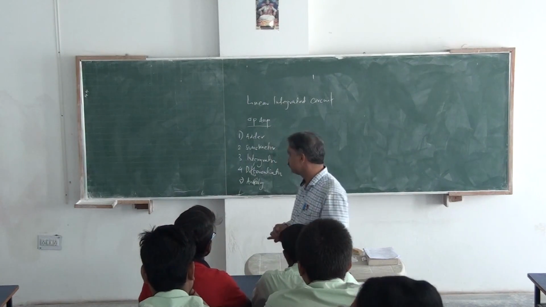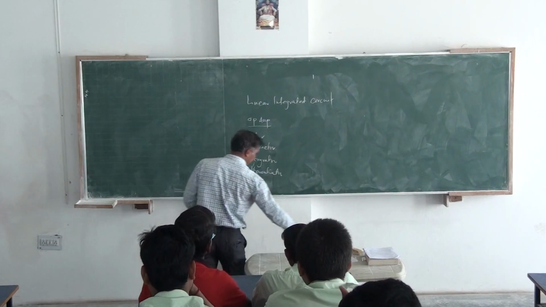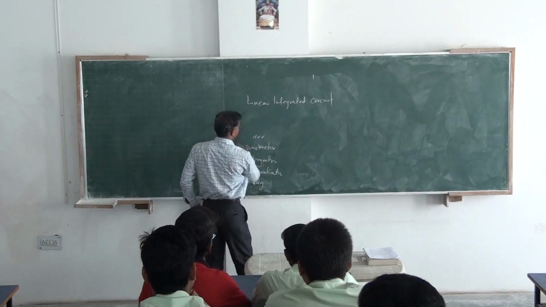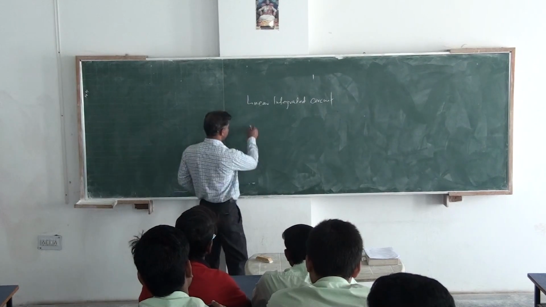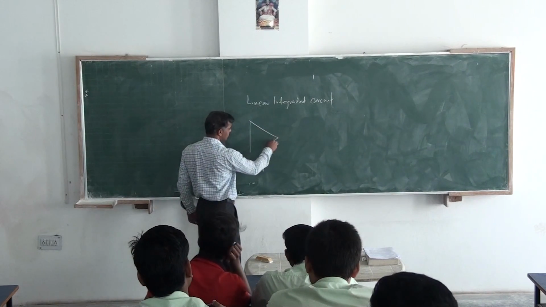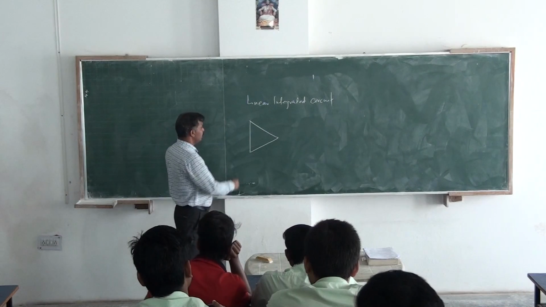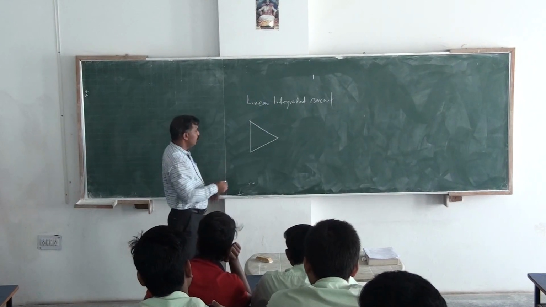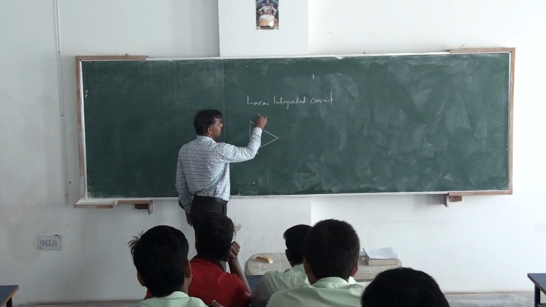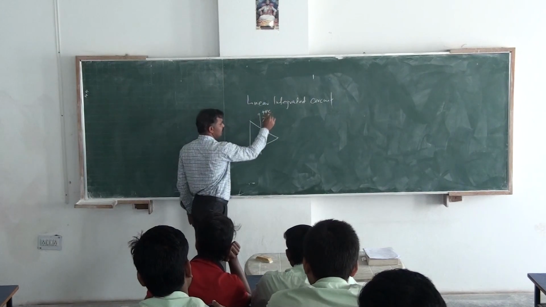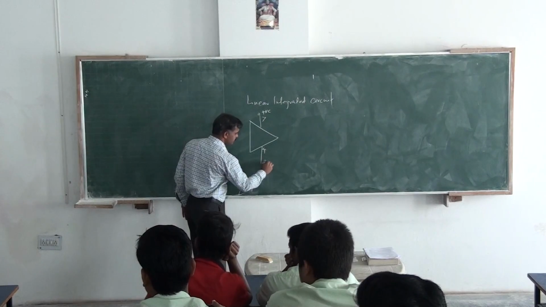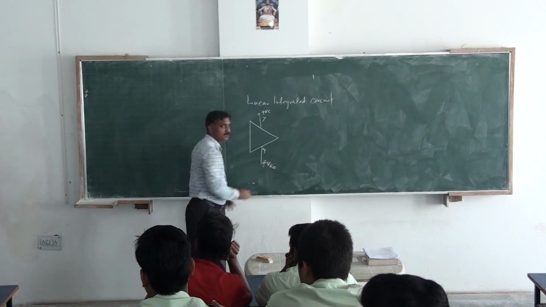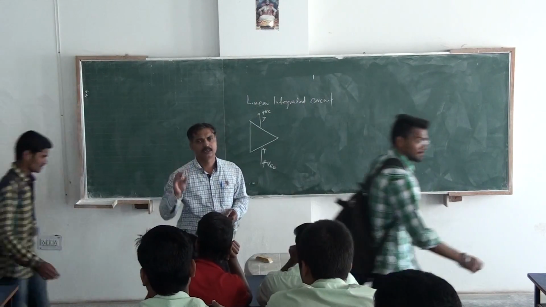Next we see the symbol of the op-amp. Symbol of the op-amp is like this. It is a triangle where 6 pins are used. This is pin number 7. This is used for positive VCC. This is pin number 4. This is used for negative VCC. And basically these 2 pins are used to bias the op-amp.